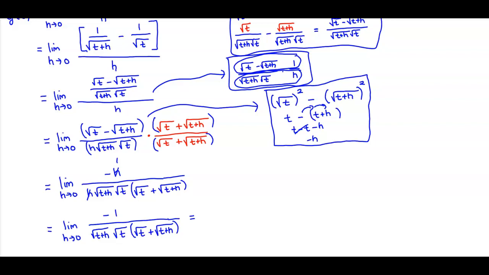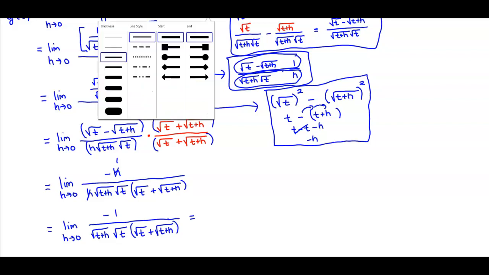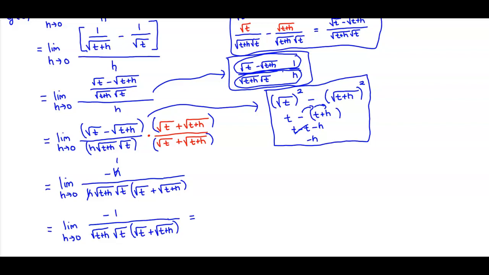Okay, now when we evaluate the limit, we get the following. We know that h is going to be 0 here, and it's going to be 0 here. So let's go ahead and evaluate that limit. So we have negative 1 in our numerator. And so we have the square root of t times the square root of t times the square root of t plus the square root of t.